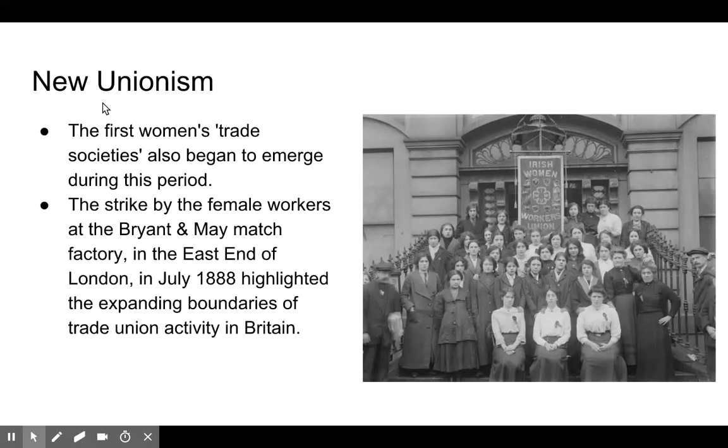You have a strike by the female workers at the Bryant and May Match Factory, which was in the East End of London in July 1888. And that highlighted the expanding boundaries of trade union activity in Britain. Now more people join unions. This is an Irish women workers union, which at this point was still part of the UK, in 1888. Okay, there's a lot more we could go into. We could go into this strike at Bryant and May. We could go into the Tolpuddle Martyrs in Australia or anything like that.